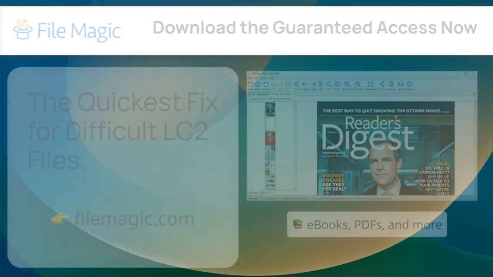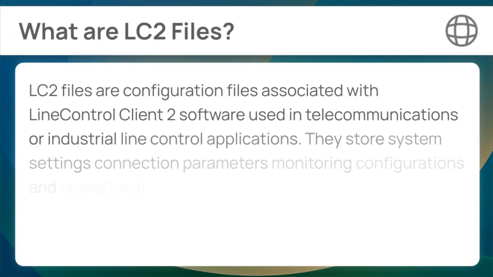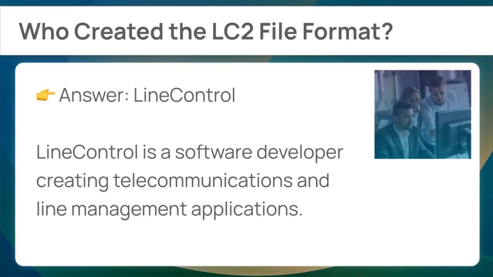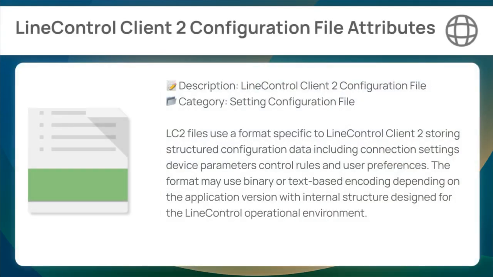files. LC2 files are configuration files associated with LineControl Client 2 software used in telecommunications or industrial line control applications. They store system settings, connection parameters, monitoring configurations, and operational rules required for the line control software to interface with controlled equipment. LC2 files use a format specific to LineControl Client 2, storing structured configuration data, including connection settings, device parameters, control rules, and user preferences.